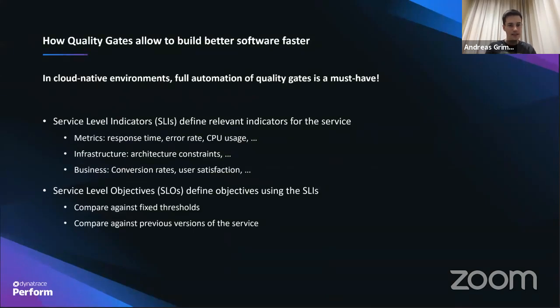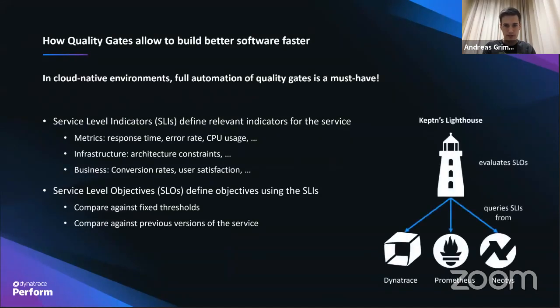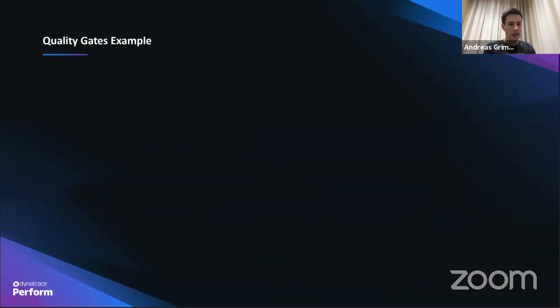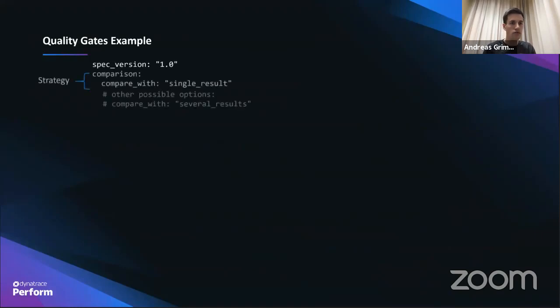Perfect. And these SLOs can be compared against fixed thresholds, but also against previous runs of your deployment process. And technically, this is really easy because Keptn's lighthouse service evaluates these SLOs and queries the SLIs from Dynatrace, Prometheus, and Neotys. It's up to you which SLI provider you're using. And on the next slide, now we will see how such an SLO can be formulated.